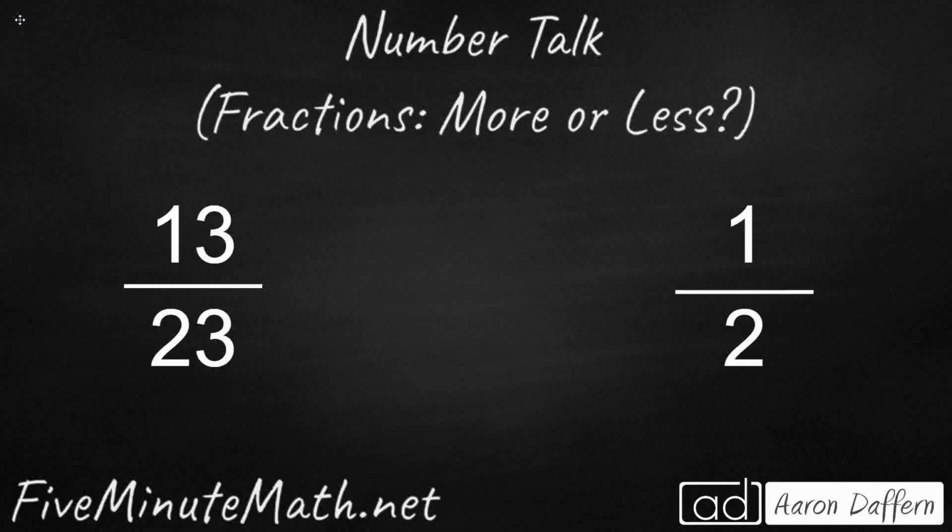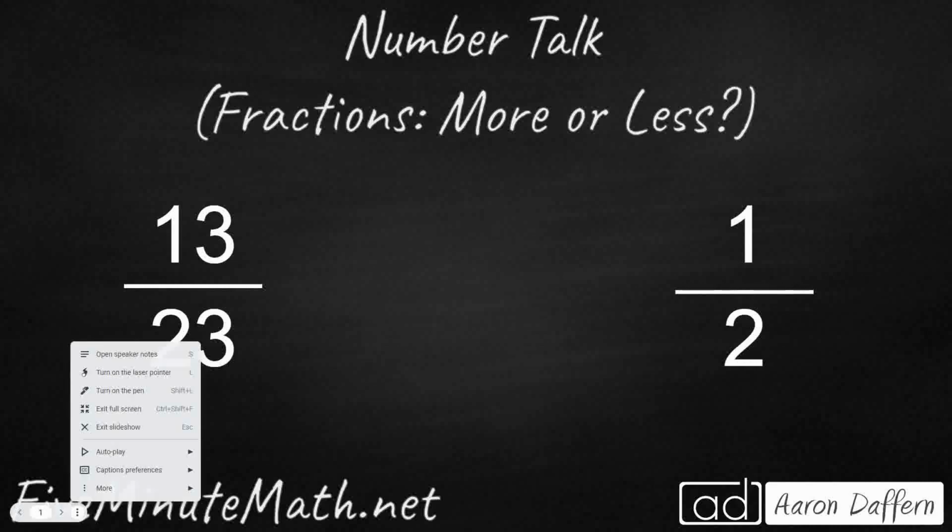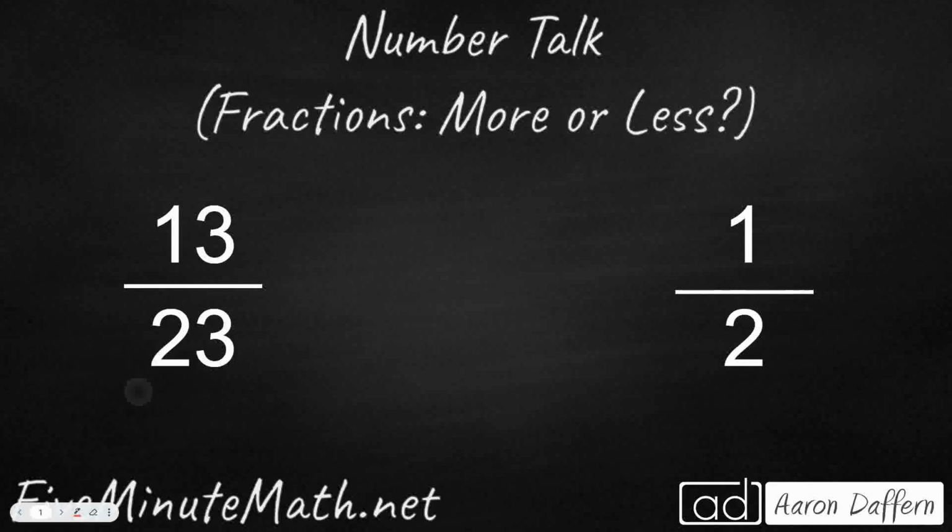For today's number talk, we are looking at the fraction 13/23. We're going to decide mentally whether it is more or less than 1/2, a very important benchmark fraction for us. And we want to do that without converting these to decimals, without using cross multiplication. So, what are some options?